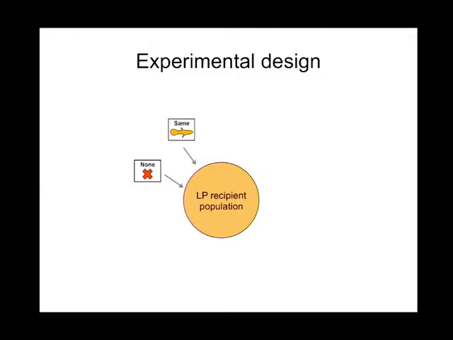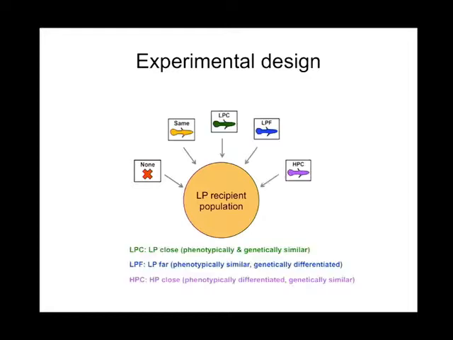So each recipient population was augmented with either nothing, so a no gene flow treatment, or immigrants from the exact same population, and this is to control for demographic rescue, or immigrants from one of three other sources for a total of these five augmentation treatments.